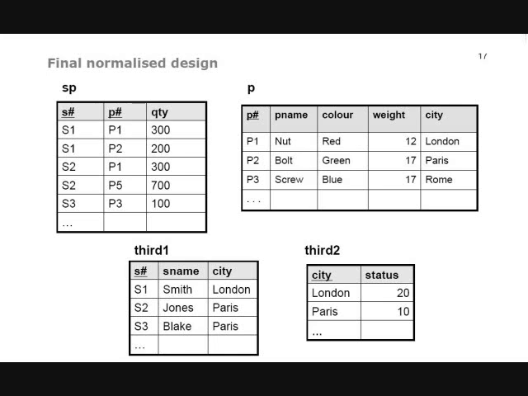Yeah, but city is dependent on supplier number. City, yeah, but they are separated now. So city is dependent on supplier number, but this is the key. So here you don't have transitive dependencies in this table anymore.